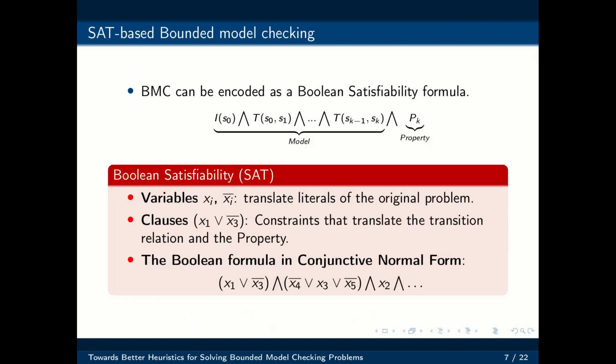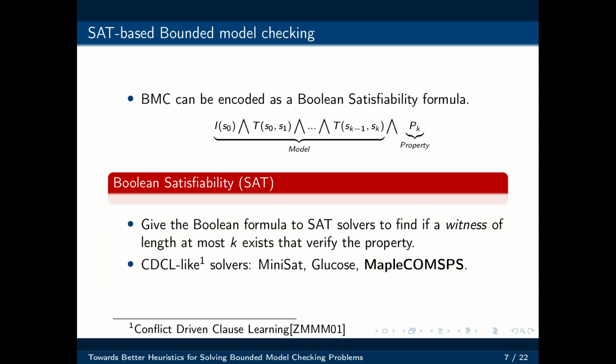This approach has the advantage of being representable in a Boolean SAT formula where the variables represent the literals of the original problem and the clauses encode the constraints associated to the transitions, meaning the model, and the property. Each clause is a disjunction of variables, and the final Boolean SAT formula will be expressed in conjunctive normal form, meaning a conjunction of clauses. So this CNF formula is then given to a SAT solver that finds out if a witness of length at most k exists that verifies the property. For our research, we focus on conflict-driven clause learning solvers such as the MapleCOMSPS solver.